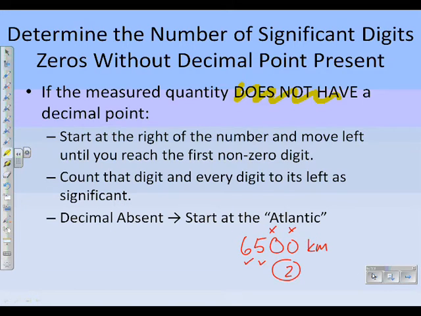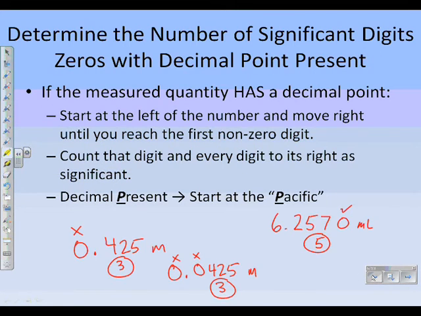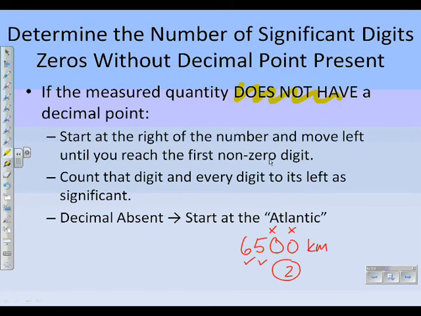So decimal point present, right? If there's a decimal point there, zeros at the end are significant, zeros at the beginning not significant. If there is no decimal point, zeros at the end not significant. If you had Mr. Horwath for physical science, he may have taught you a little mnemonic device about the Atlantic and the Pacific. Hey, whatever works for you.